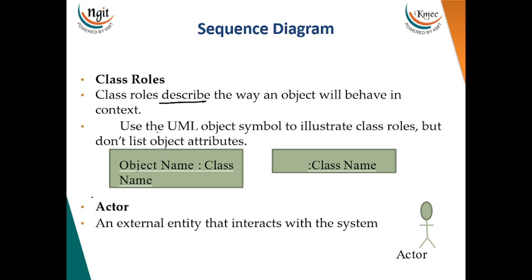Class role. A class role describes a class with its name. What is a class role? It describes the way the object behaves, for example a student. The class name, with its synonyms, describes the meaning and behavior of the content. Use the UML object symbol to illustrate the class role.